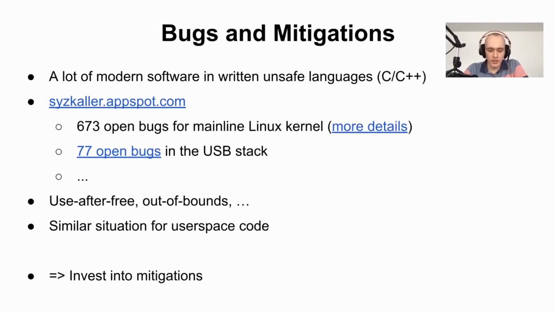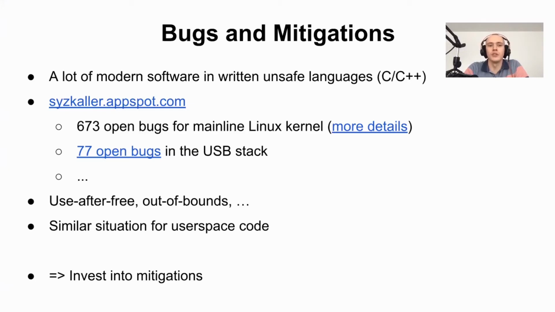A typical point that's being made here is we do have a lot of software that's written in unsafe languages. Those unsafe languages allow you to do a lot of weird things, and as a result, you do get a lot of bugs and a lot of memory corruptions. As we know, some of the memory corruptions are exploitable. So instead of only investing into fixing bugs, it makes sense to also invest into mitigations that will actually prevent those memory corruptions from being exploited.